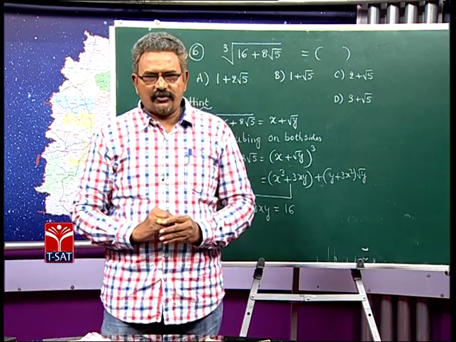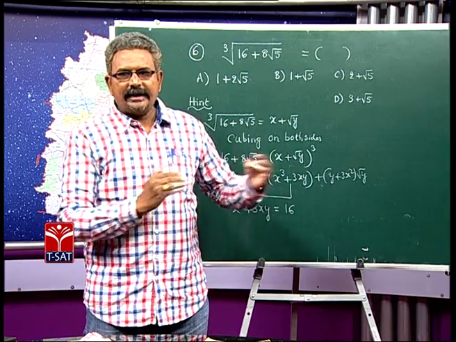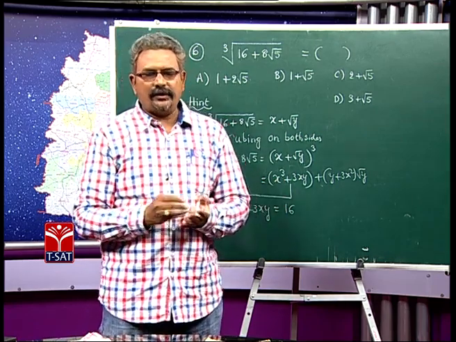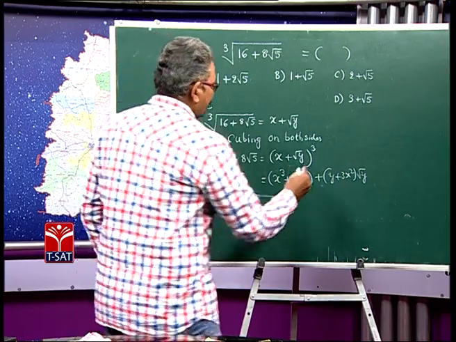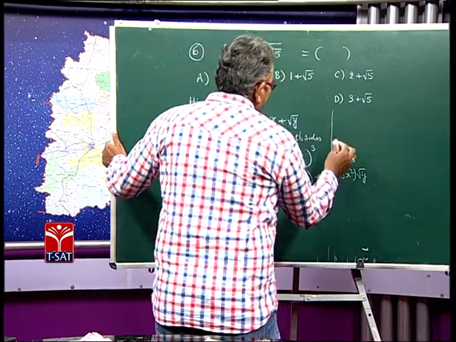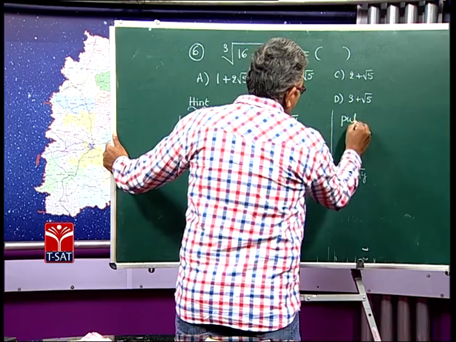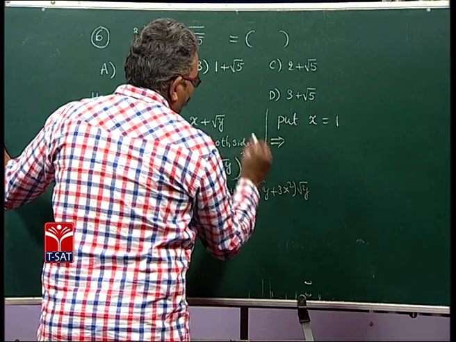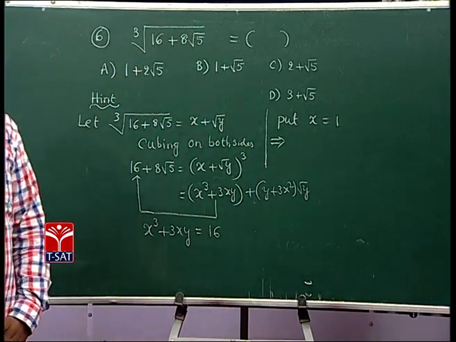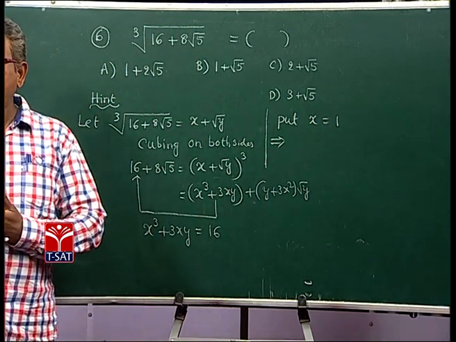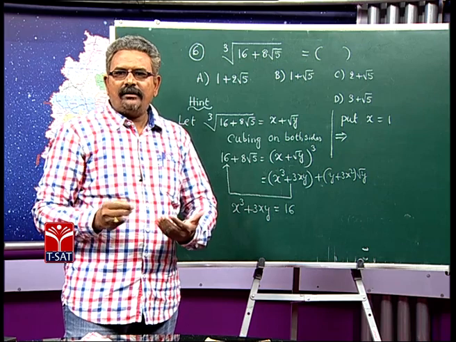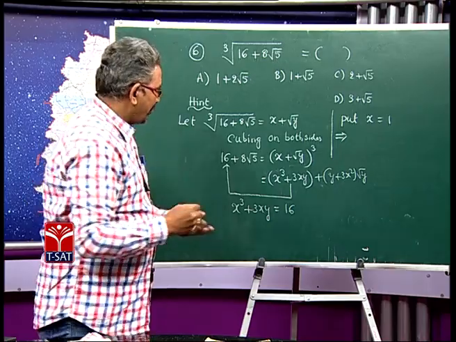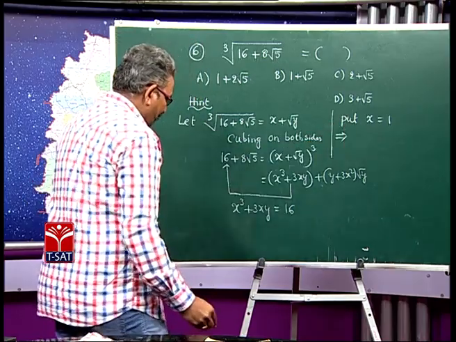Now, let us try for the x and y values. That means trial and error method we have to follow. So, first put x is equal to 1. If you put x is equal to 1, let us see what do we get the value of y. What is the nature of y? Whether y is a rational number or integer. Let us verify.